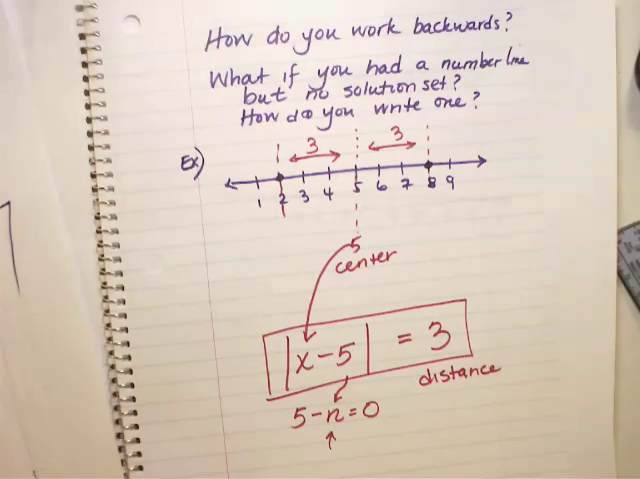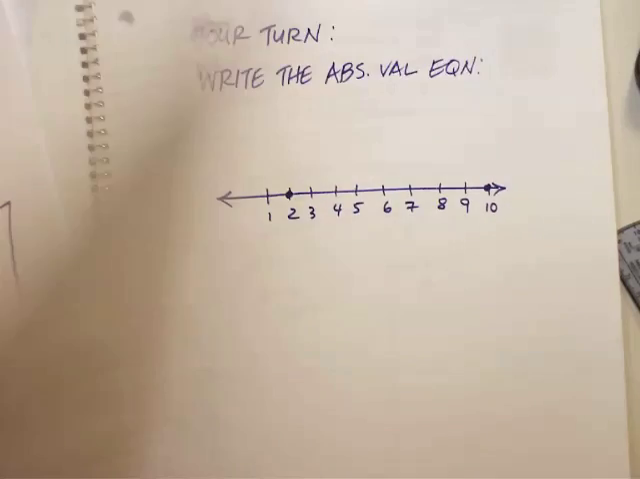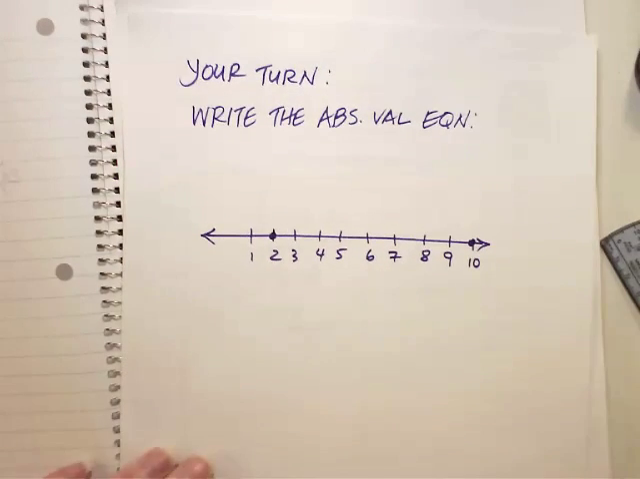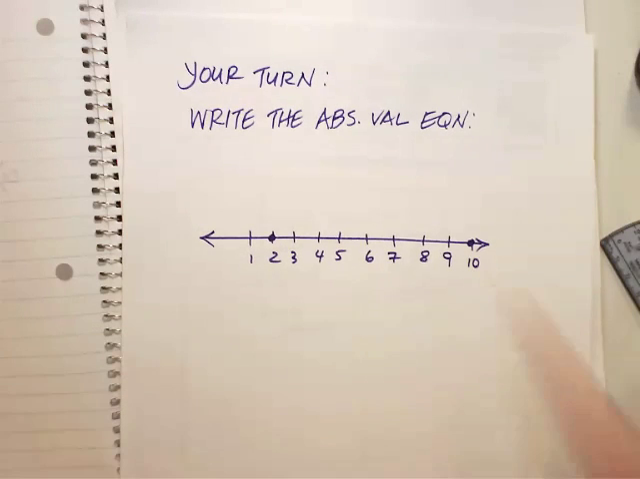So now it's your turn. Go ahead and give this a try. Write the absolute value equation for this graph. I've got a point at 2 and one at 10. Go ahead and pause here and give it a try.